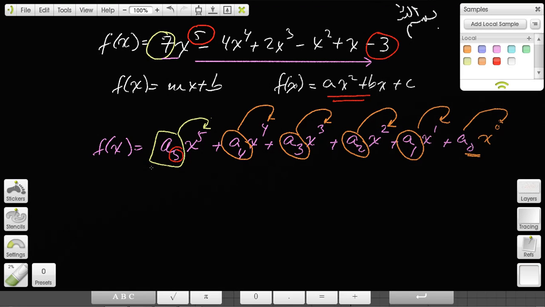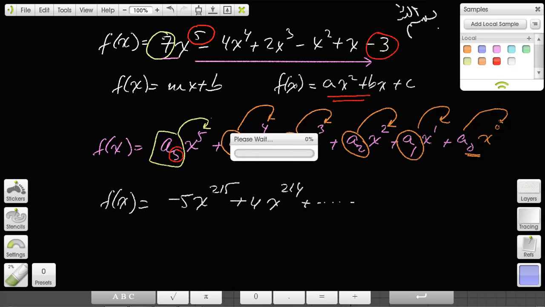But a polynomial function, as you realize, can be infinitely long, right? What if they have f of x equals negative 5x to the 215th plus 4x to the 214th plus and so on? It could be extremely long, right? So we have to be able to write a polynomial function in a generic way. How do we do that? Okay, well, this is how we do it.